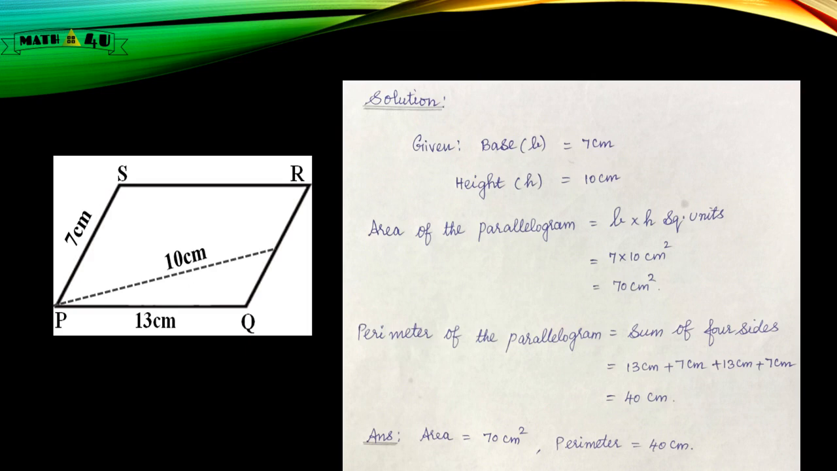Perimeter of the parallelogram is equal to sum of 4 sides. We know that the opposite sides are equal. Therefore, 13 centimeter plus 7 centimeter again plus 13 centimeter plus 7 centimeter. That is equal to 40 centimeter.